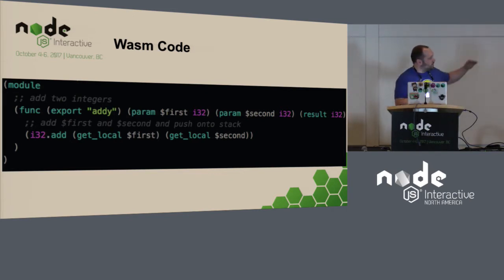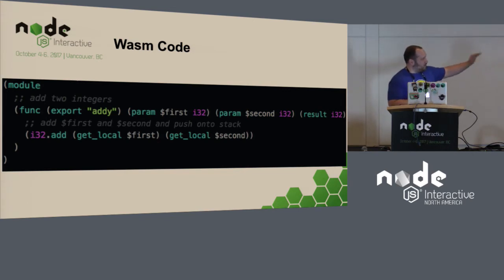So we're creating a function, we're exporting it, and its name is addy. It takes 2 parameters. The first one, I've named it first, is a 32-bit integer. The second parameter, second, is a 32-bit integer, and it returns a 32-bit integer. You can see this is really low level. There's no frills here. In fact, the only frill is that I can name my variables. Other than that, you're on your own.